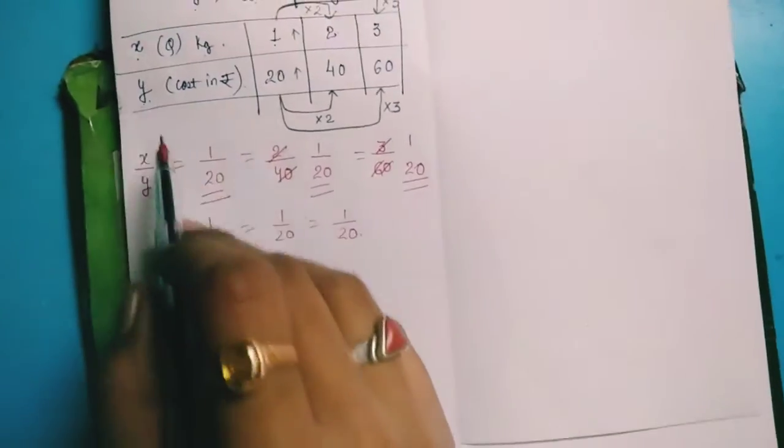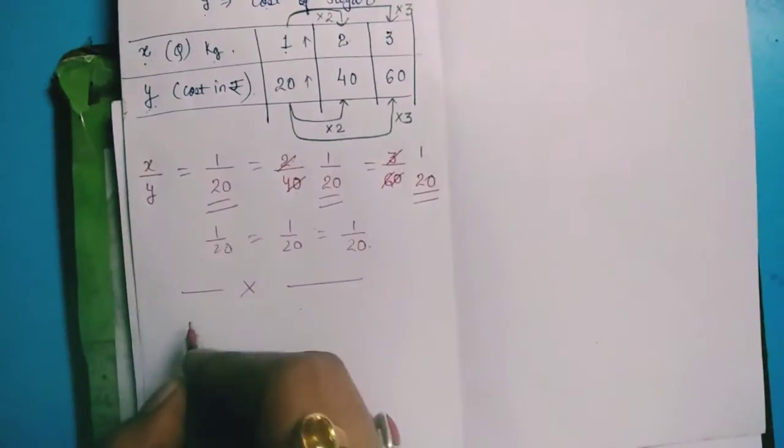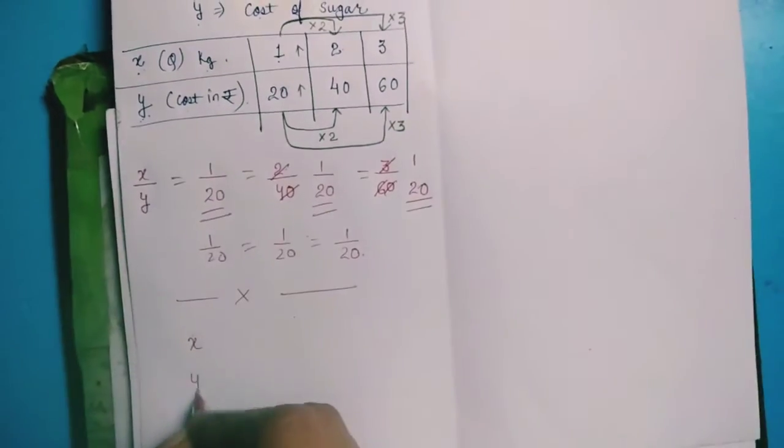So here is x, here is y. We will see how we can calculate for the next example. If this is x, then y is here.